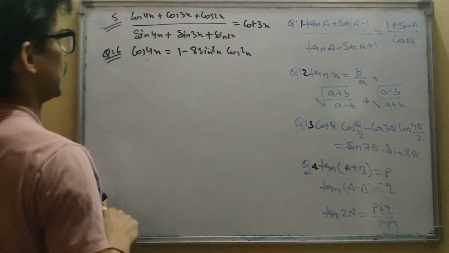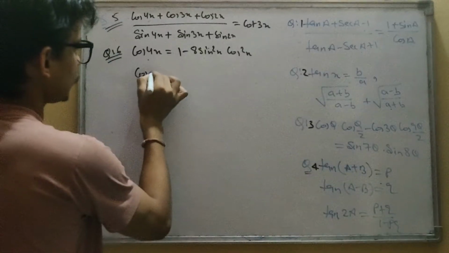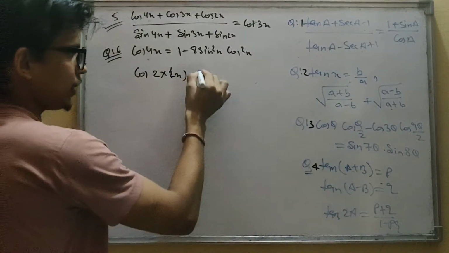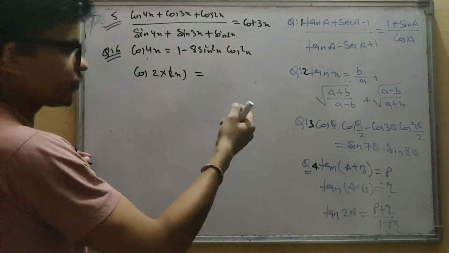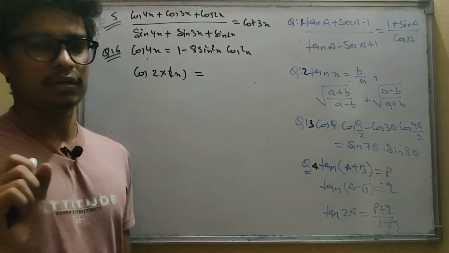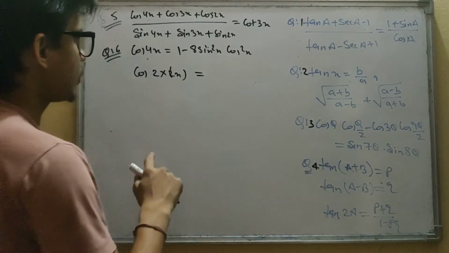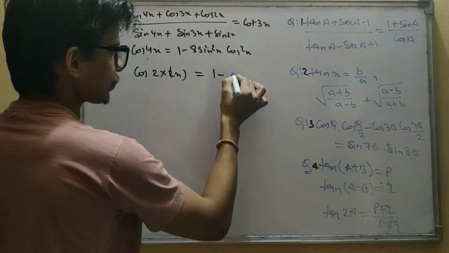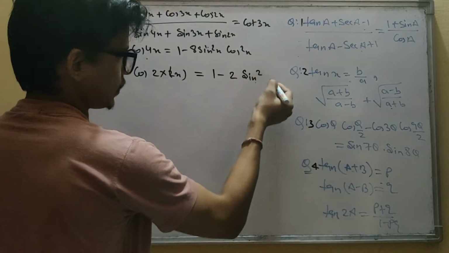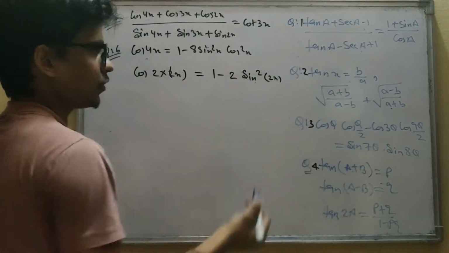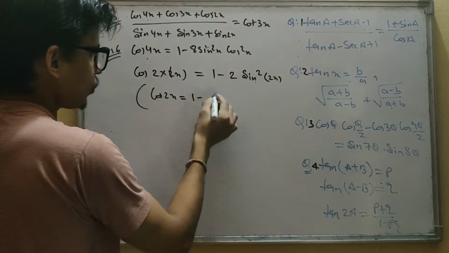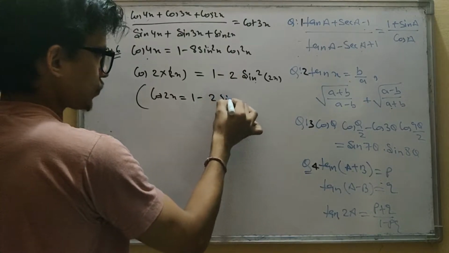Let's see how. Now cos 4x can be written as cos of 2 into 2x, and it will act as x. Cos 2x is equal to, and how do we have to make the formula? If you see that sheet where I have taught you about the formulas, then you are going to get this: 1 minus 2 sin square x. And what is x? Here x is 2x. This is the formula. And I am using this: cos 2x is equal to 1 minus 2 sin square x.